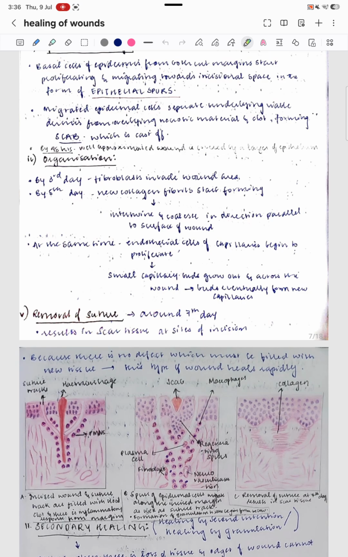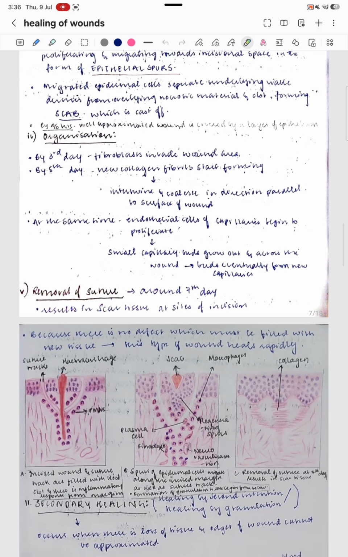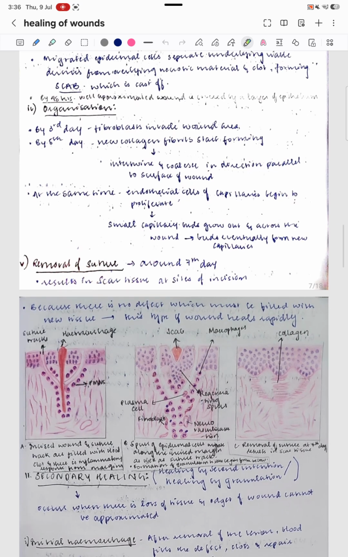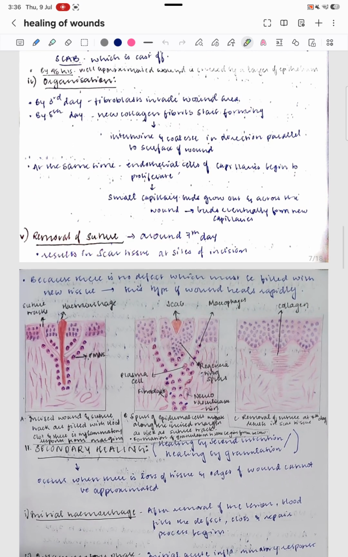Okay, and intertwine and coalesce in a direction parallel to the surface of the wound. So the organization occurs in the third day. Fibroblasts invade the wound, then by fifth day new collagen fibrils are formed, then they intertwine and coalesce to form a parallel surface to the wound.